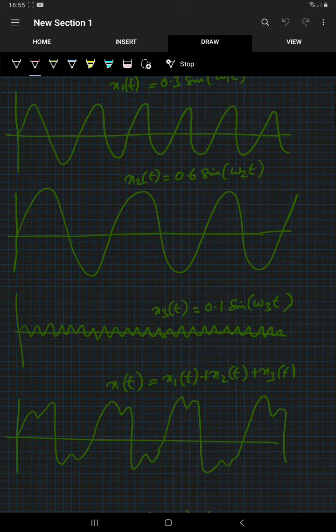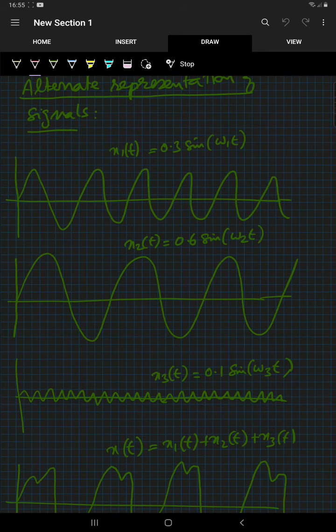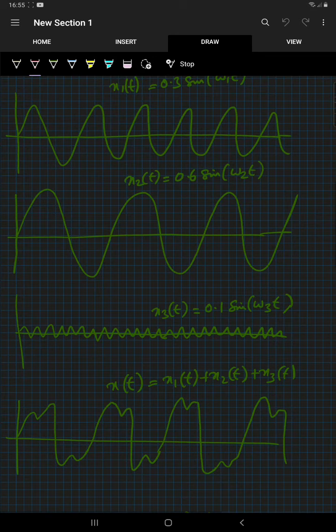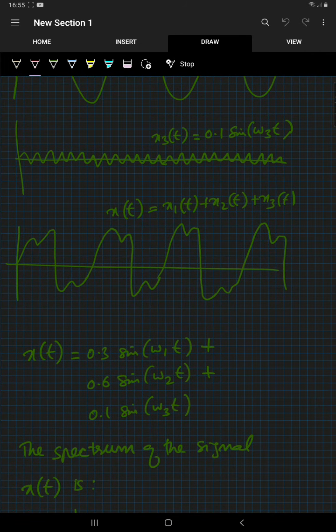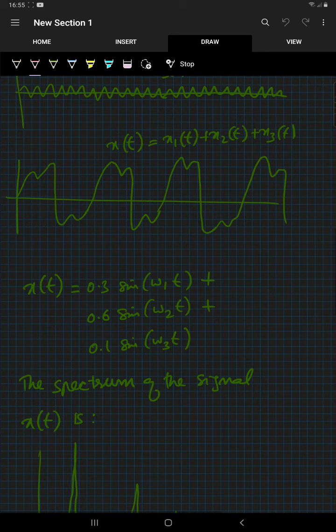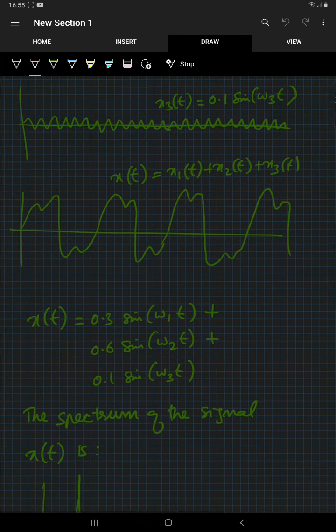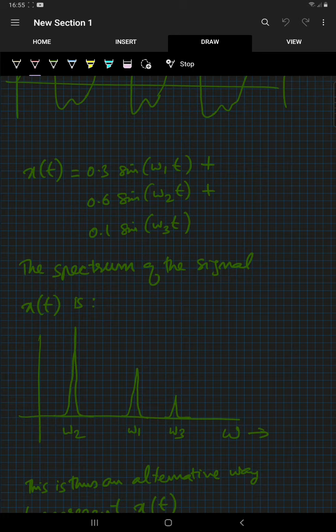What we just did is actually the reverse of Fourier analysis, because the objective of Fourier analysis is that we are given x of t, and we should find out what the constituent signals are that make up x of t. In Fourier series, these constituent signals are sinusoids. So for example, this x of t here is 0.3 sine omega 1t plus 0.6 sine omega 2t plus 0.1 sine omega 3t, and the alternate representation I mentioned is what we call the spectrum representation, or you can also call it the frequency domain representation.